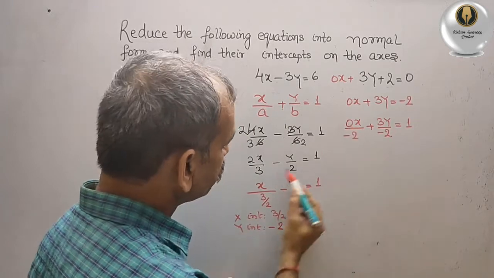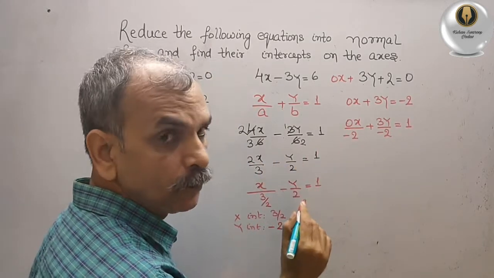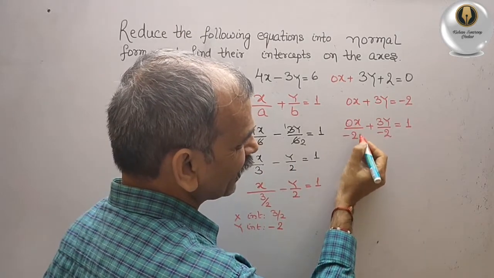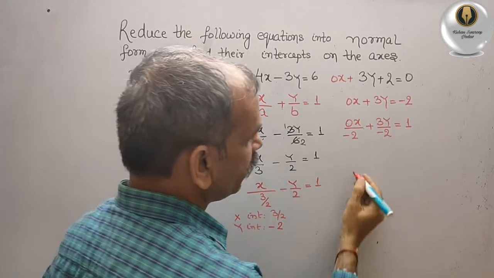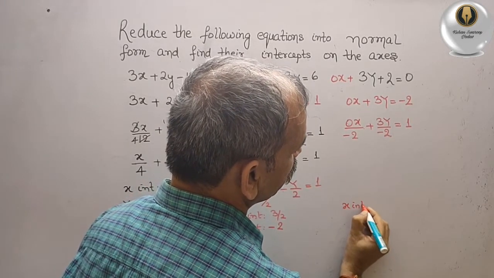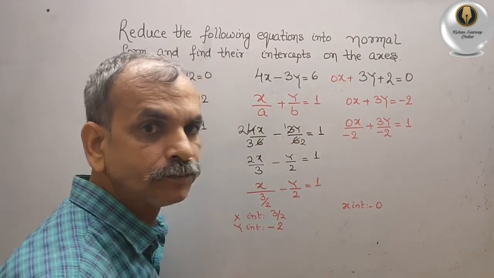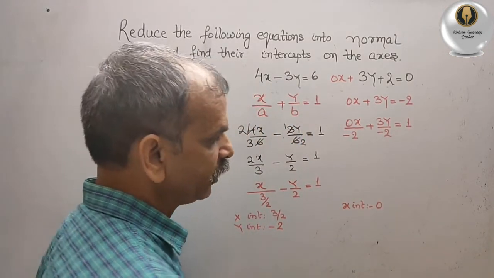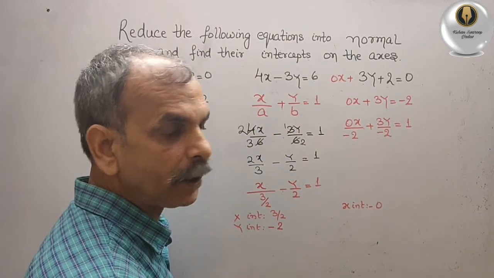Now, the same thing what we have done here, we will do here also. But 0x, that means x intercept is not there. So we can simply write that x intercept is not there. That is your 0. Not there. We can say not there or 0. Okay?